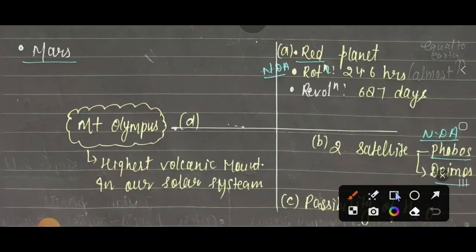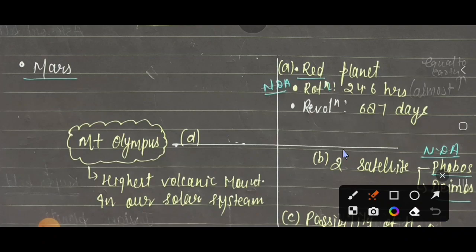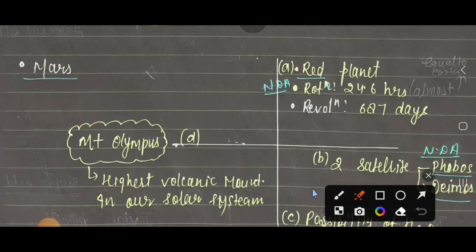Now let's study about Mars. This is known as the red planet because it has a sufficient amount of iron oxide in its environment. Okay, when we talk about rotation period, it is equal to that of our Earth, that is 24.6 hours. Okay, and it has a revolution period of about 687 days, and it has two satellites.